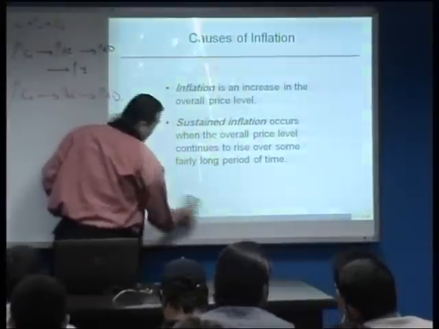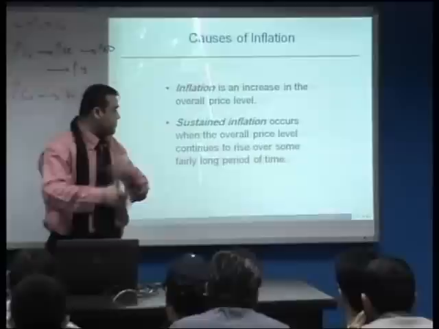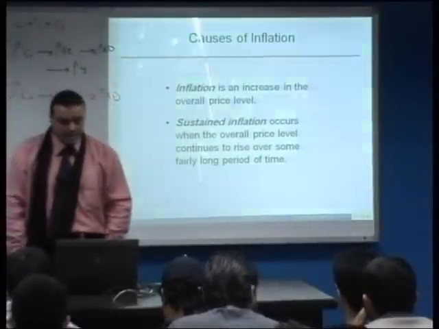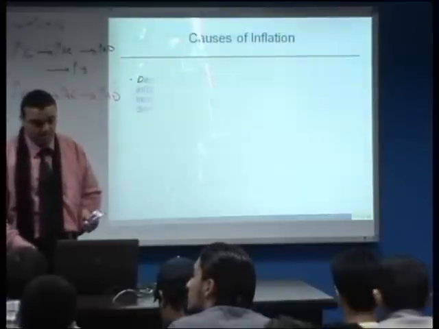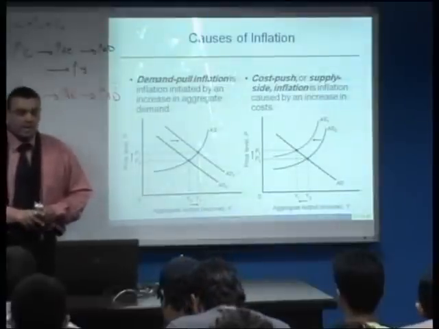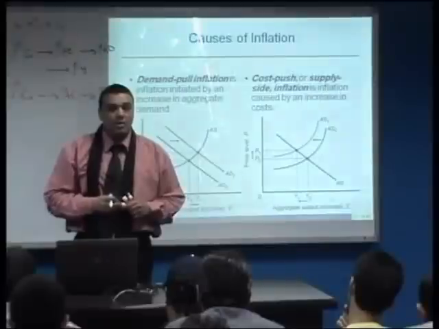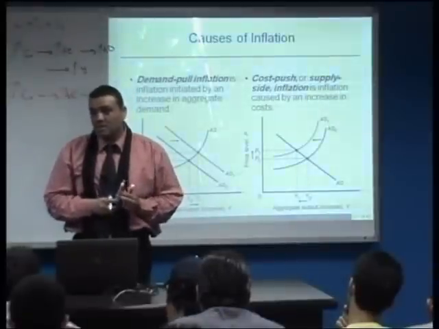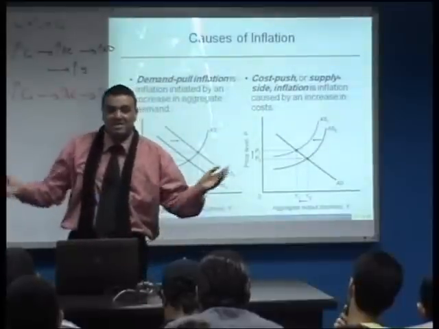The increase in the overall price level, with sustained inflation occurring when the overall price level continues to rise in the long term, right? We have two types of inflation. Number one, it's called the demand pull inflation. تضخم اللي جاي نتيجة الطلب بيزيد وبالتالي عمليا البرايسز بتطلع. صح؟ شباب, we have two types of inflation. Number one, it's called demand pull inflation, and the second is cost push inflation or supply side inflation.